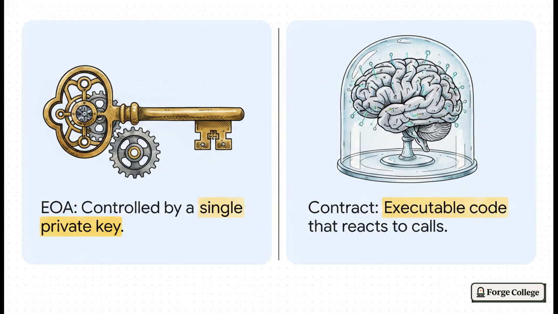Then, on the right, we have contract accounts. These are your smart contracts. They have a brain, they contain executable code, but they have no hands. They basically just sit there waiting to execute code, but only when an EOA actually pokes them.